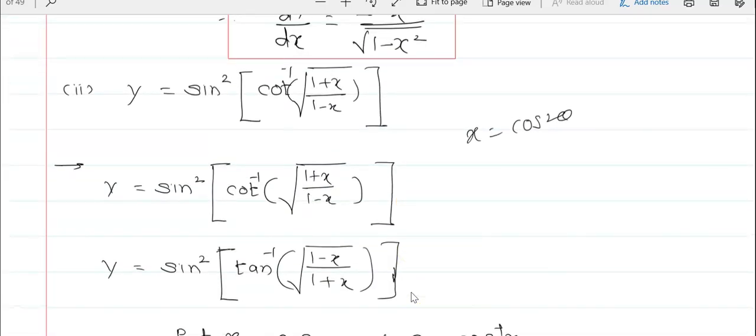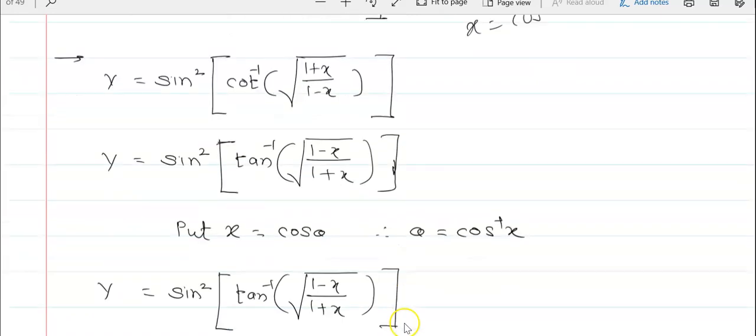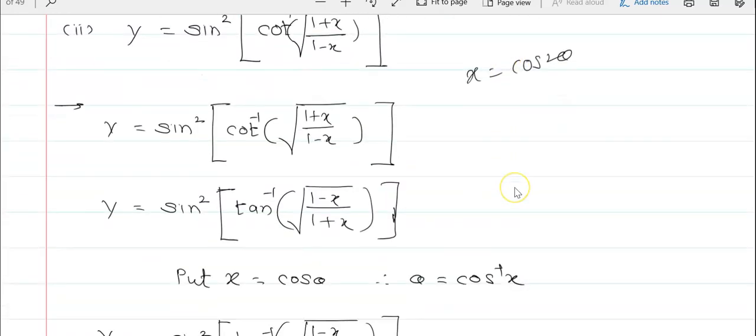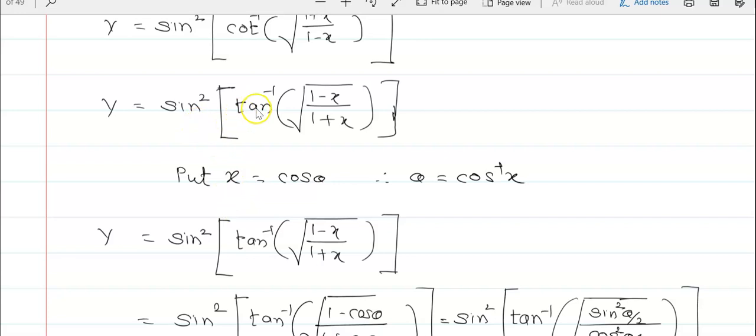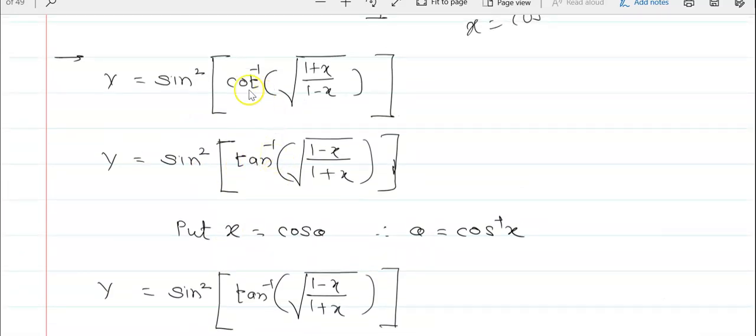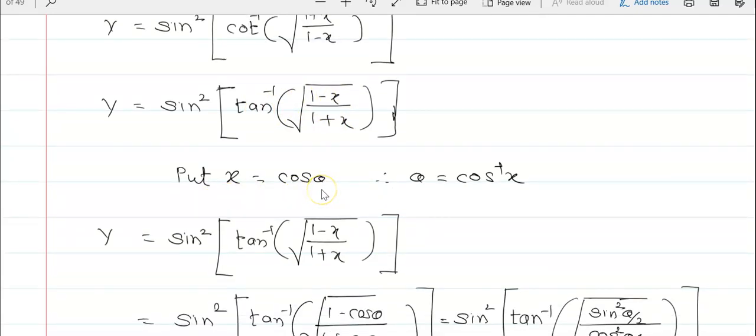y is equals to sine square cot inverse of root of 1 plus x upon 1 minus x. What is the substitution? That is x is equals to cos of theta. You can take x is equals to cos of 2 theta also. Therefore sine square tan inverse. Now this cot can be converted into the tan. That is the cot inverse of x is equals to tan inverse of 1 upon x. Therefore this becomes tan inverse of root of 1 minus x upon 1 plus x. Put x is equals to cos theta. Theta is equals to cos inverse of x.